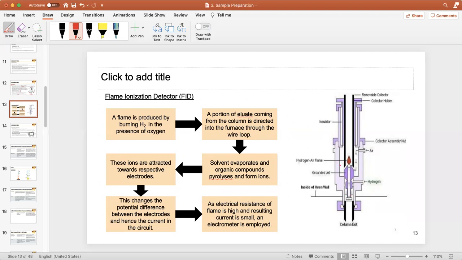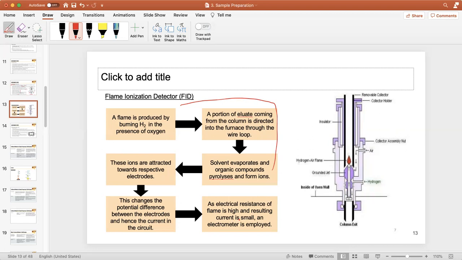The solvent is going to be evaporated, and also the organic compounds are going to pyrolysis. Pyrolysis means it is going to combust and form ions. These ions are attracted towards respective electrodes. This changes the potential difference between the electrodes and hence the current in the circuit. This explanation is much more detailed than what I explained earlier, but basically the flow is like that. Whenever you are going to explain how a flame ionization detector works, these are the flow on how it functions. As electrical resistance of the flame is high and the resulting current is small, an electrometer is employed, which generates your chromatograph.